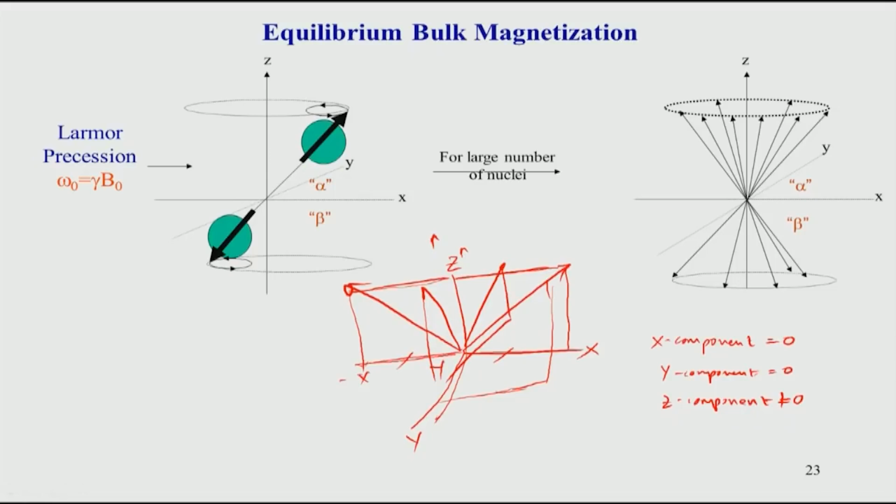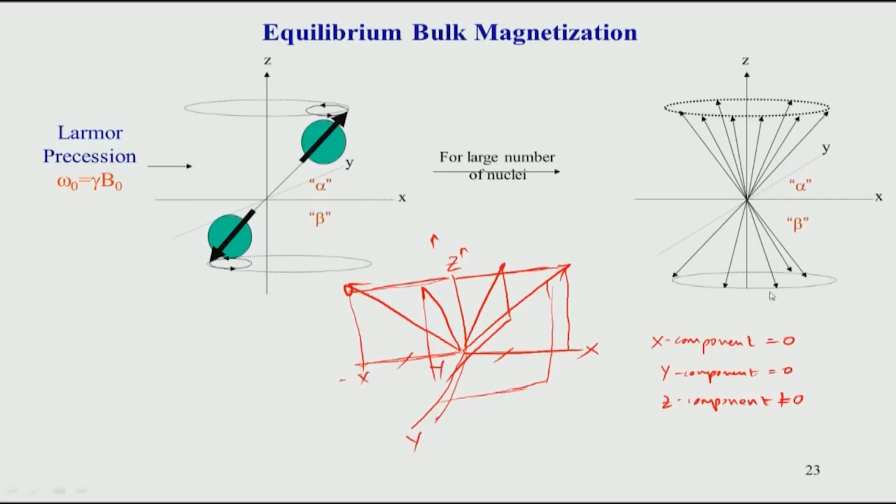Random phase approximation is a term used in NMR to denote that the spins are all randomly located in a cone, and they are not aligned with each other. So, because of that, only the z component adds up, but all the x and y cancel. This is as far as alpha spins are concerned.